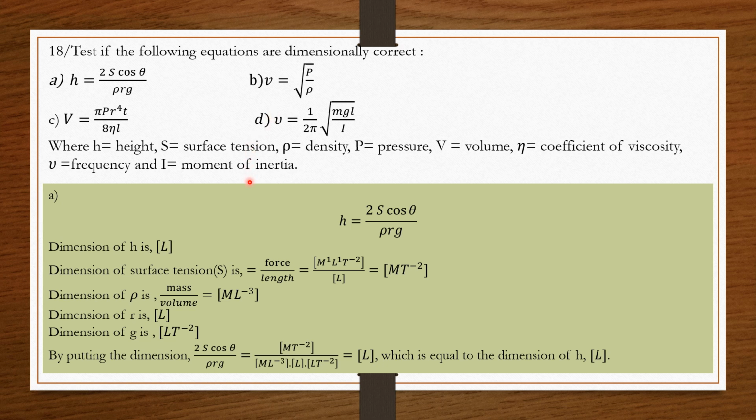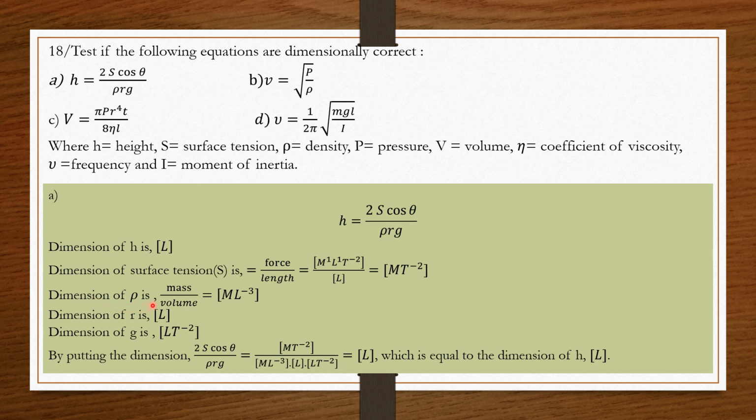So let's check the first one, that is h is equal to 2s cos theta by rho rg. So we know the dimension of h is L, that is height in terms of length is L. Dimension of surface tension S is force per unit length. So here the dimension will be m t minus 2.